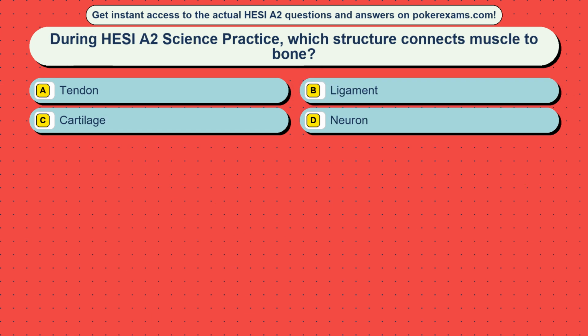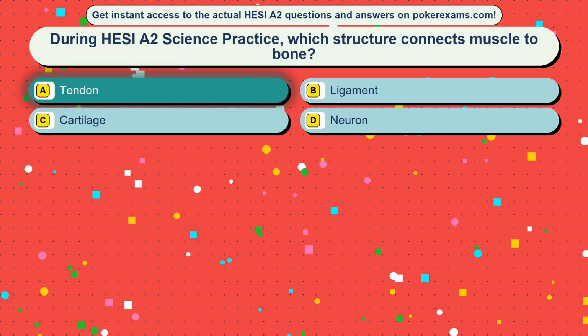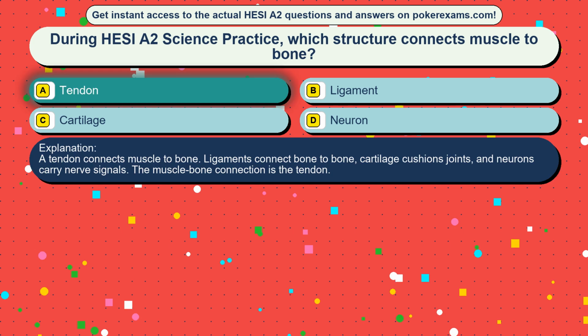Question 41. During HESI A2 Science Practice, which structure connects muscle to bone? Option A, tendon. Option B, ligament. Option C, cartilage. Option D, neuron. The correct answer is option A, tendon. A tendon connects muscle to bone. Ligaments connect bone to bone. Cartilage cushions joints, and neurons carry nerve signals. The muscle-bone connection is the tendon.